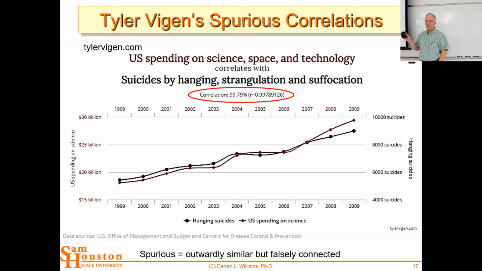Okay, so here's a correlation that has 99.79% correlation. It's U.S. spending on science and space technology and suicides by hanging, strangulation, and suffocation. Those are the two data sets. And they go up together, with 99% correlation. So when one goes up, the other goes up, and when one goes down, the other goes down, and 99% of the scatter is the same. Okay, but are we saying that spending on space causes suicide?